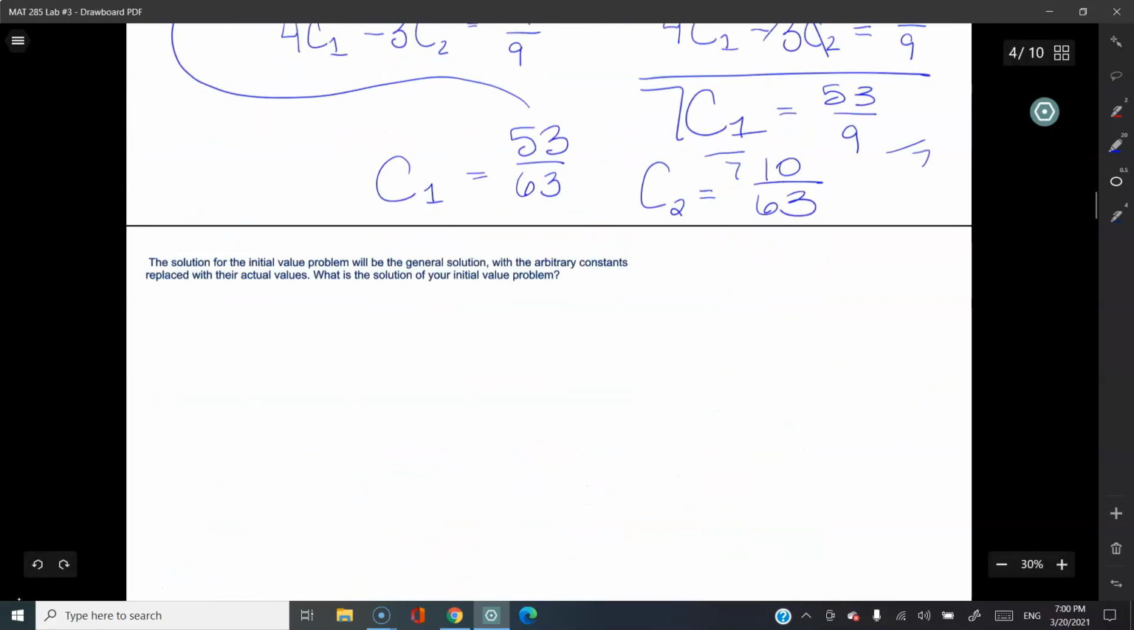Our final answer, in step number 10, says that z is equal to c1, which we found to be 53/63, times e to the 4t, plus c2, which is 10/63, times e to the negative 3t, plus 1/9 t e to the negative 3t.